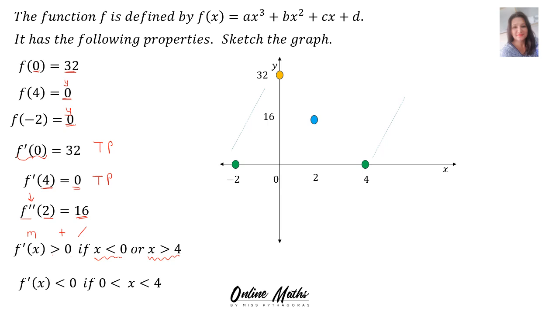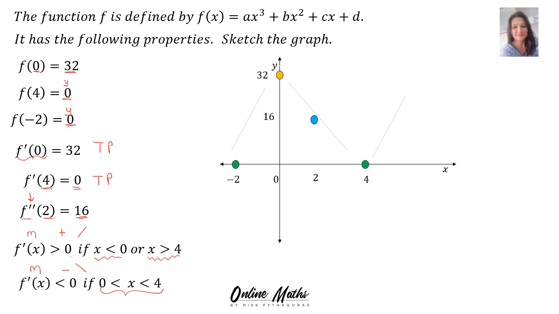And then the last little bit, the derivative of x smaller than 0, that means the gradient of the tangent is negative, and that is a negative gradient. So where do we find the negative gradient? There, between 0 and 4. So go to the sketch. Between 0 and 4, the gradient of the tangent to the curve will slope to the left. Now, your graph will do this.